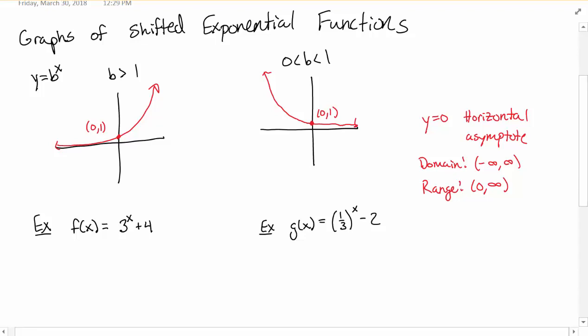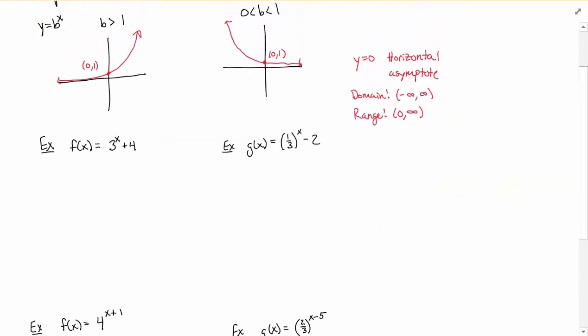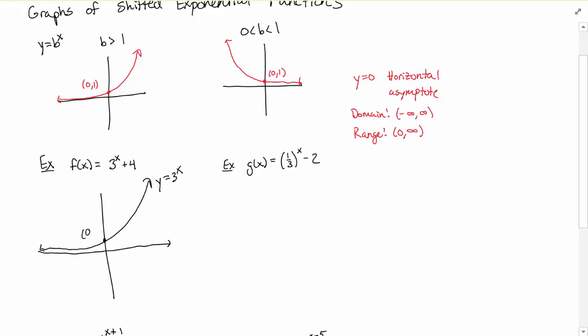So let's start graphing the following. Okay, so let's start with f of x is equal to 3 to the x plus 4. The toolkit function that I'm going to start with is 3 to the x. 3 is bigger than 1, so it's going to look more like that one on the left. So here is 3 to the x, and it's going to go through (0, 1) to start.